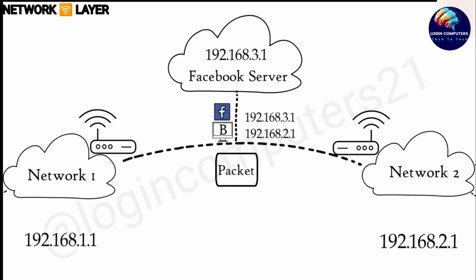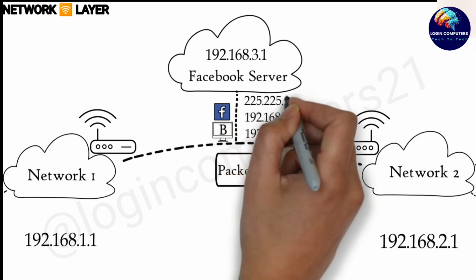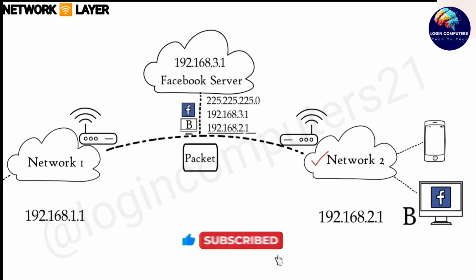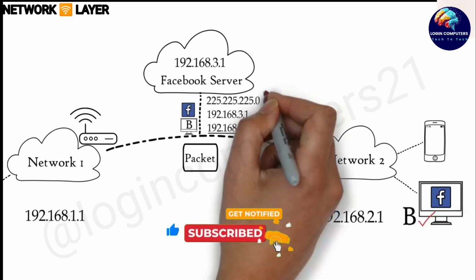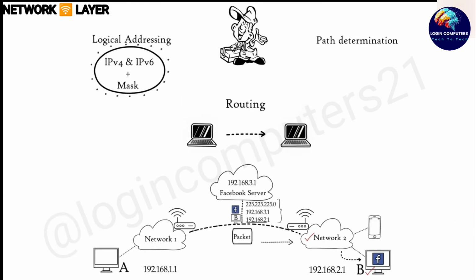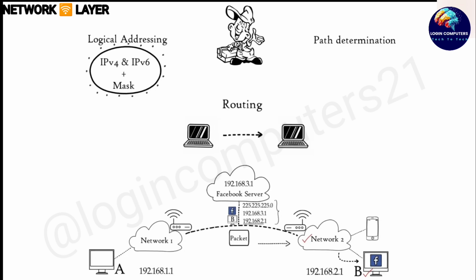Suppose that the mask is 255.255.255. This mask tells that the first three combinations represent the network while the last combination represents the host, computer B. So based on IP address format, the received data packet will move to network B1 and then to computer B. So based on IP address and mask, routing decisions are made in a computer network.